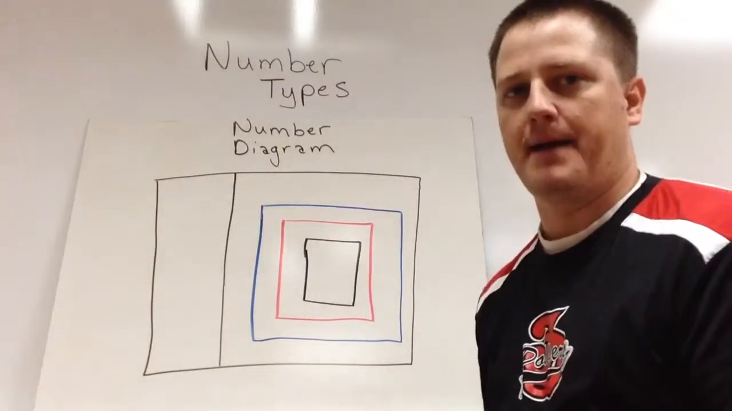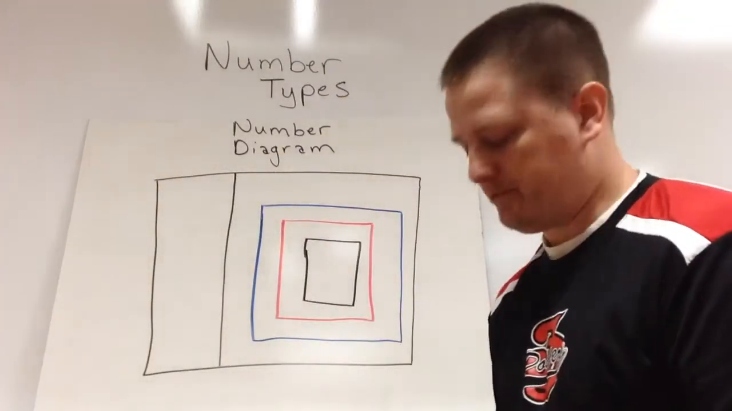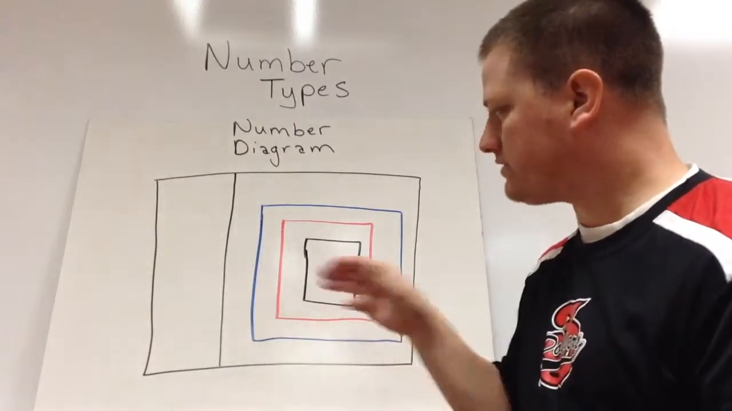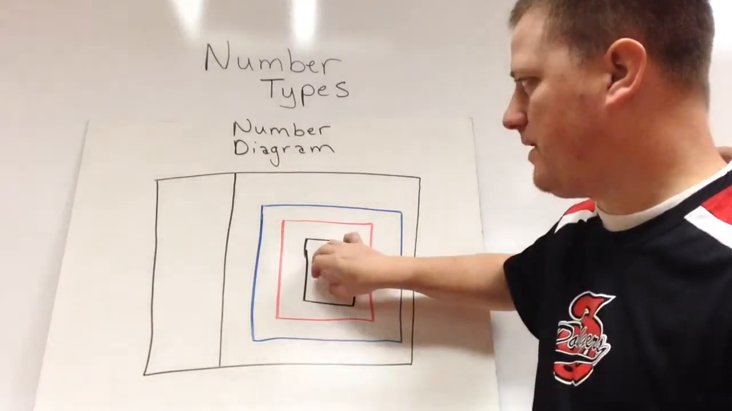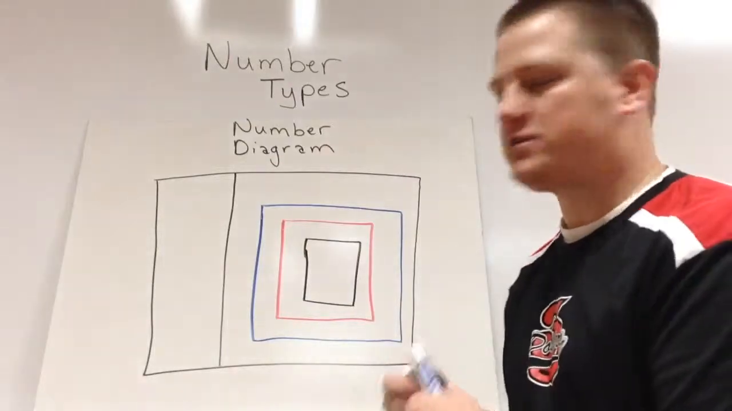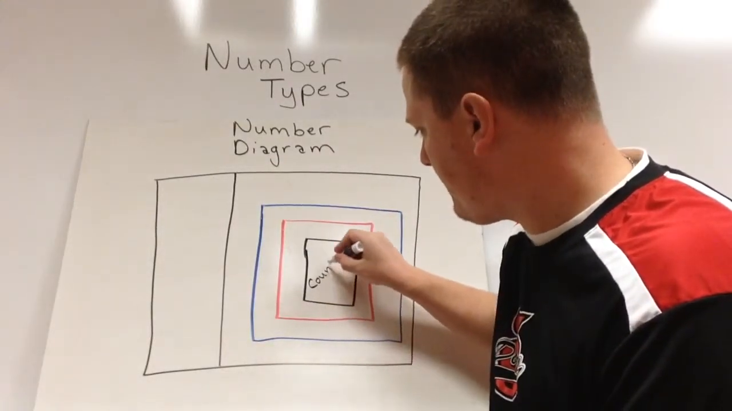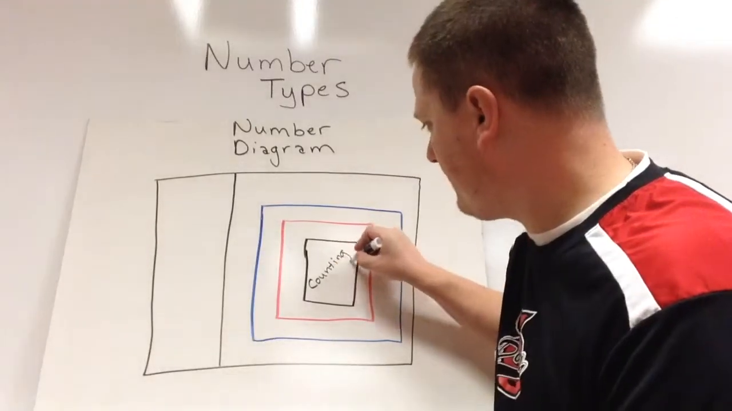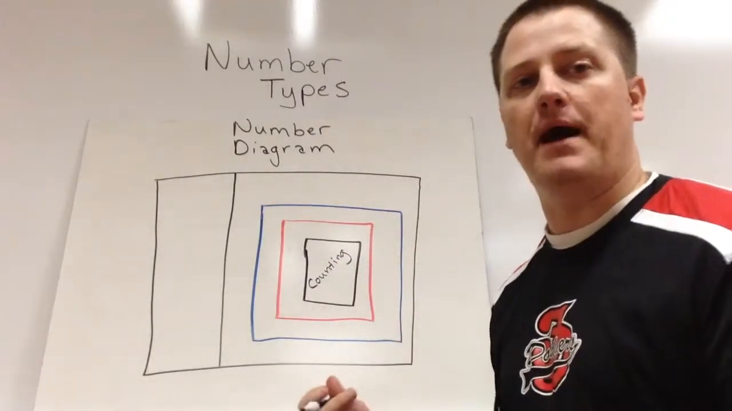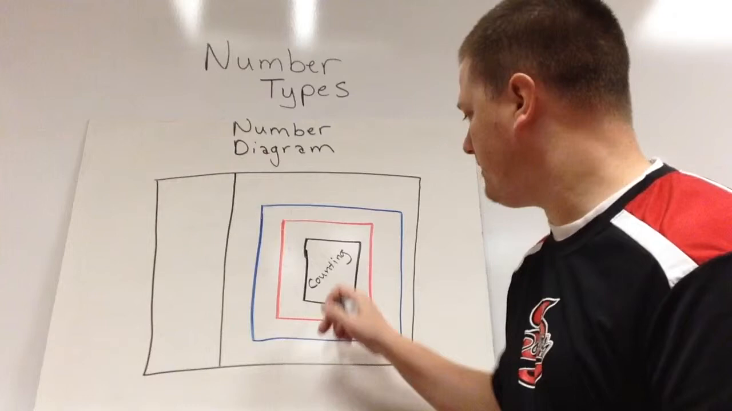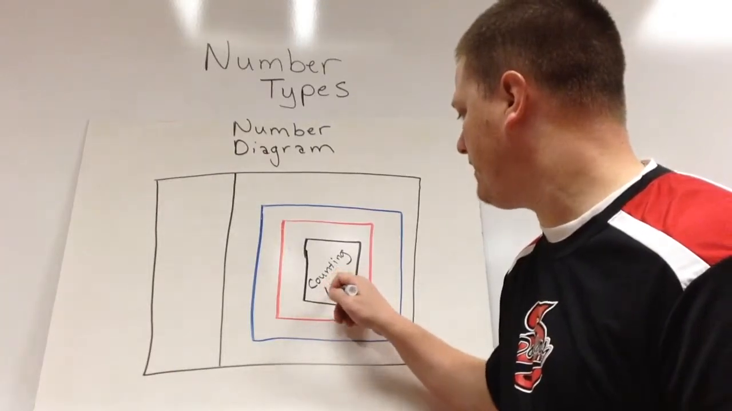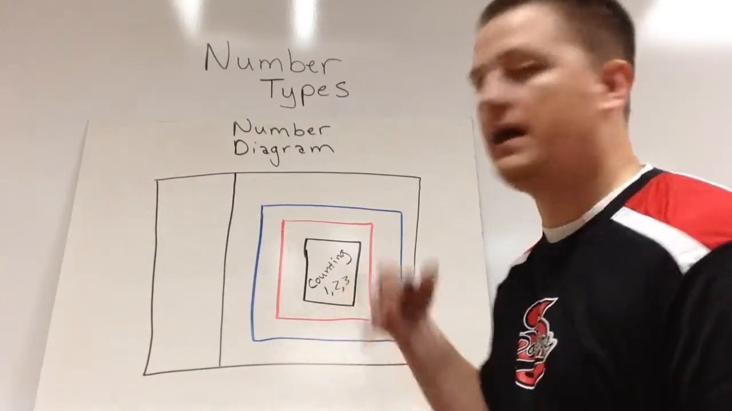First thing that we want to look at is a diagram of the types of numbers. We're going to work from the small one out. The first type of number is what we call the counting numbers. Counting numbers are what you count by. If you were asked to count, you would typically start at 1, then go to 2, and 3, and so on.